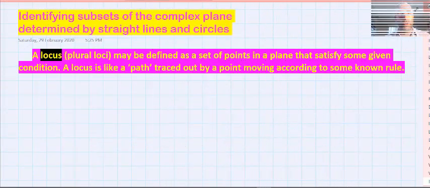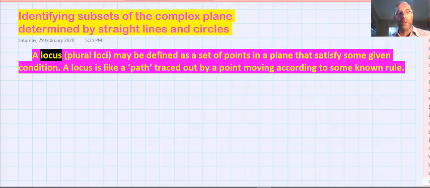Hello friends of maths. We are identifying subsets of the complex plane determined by straight lines, and we're also looking at circles.